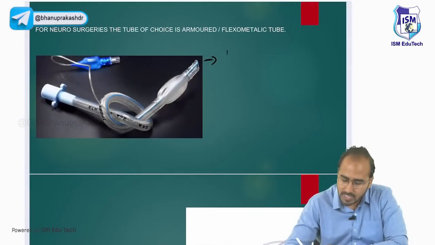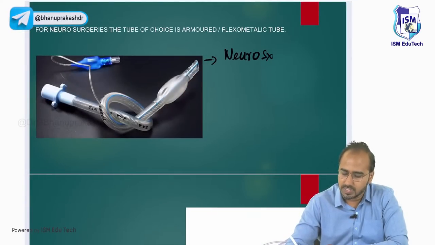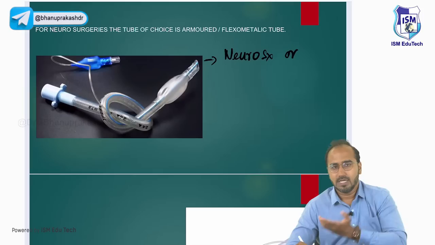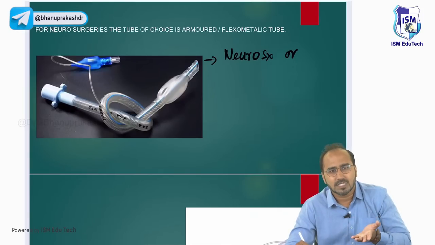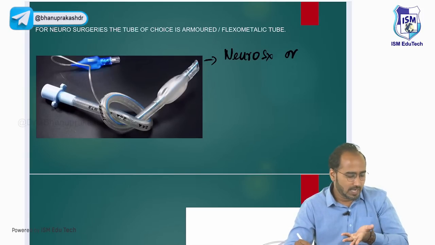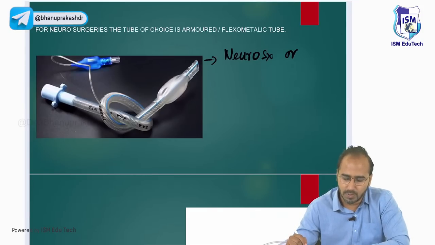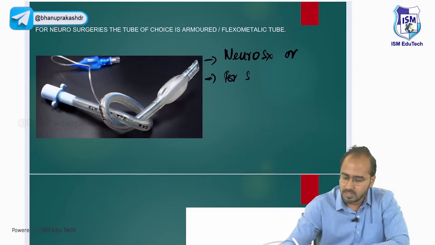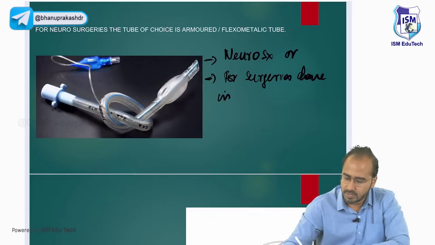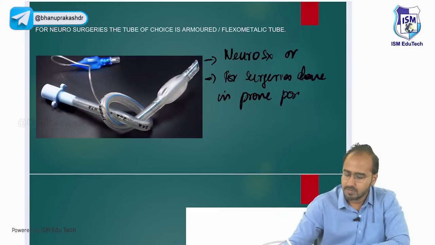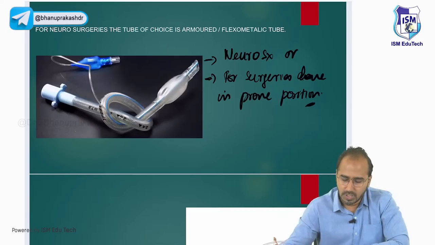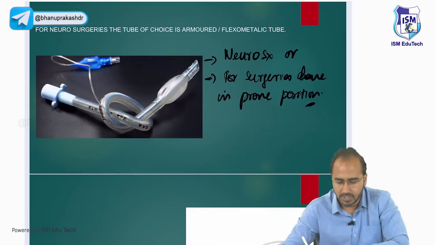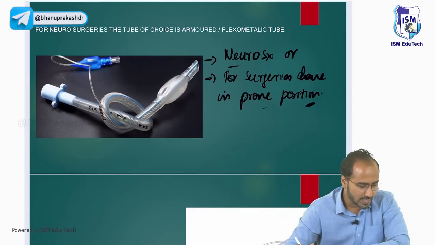This is called a flexometallic or armored tube, usually used for neurosurgeries. Remember guys, this tube is commonly used for surgeries done in the prone position. If surgery is done in prone position, you use this tube called a flexometallic or armored tube. Neurosurgery or surgery requiring the patient to be in a prone position.